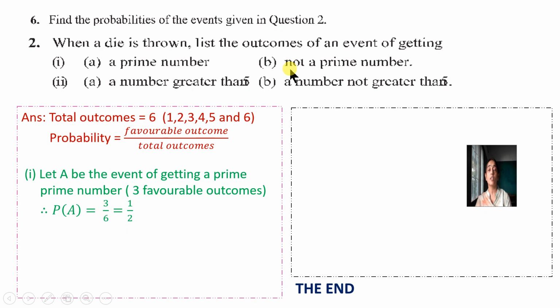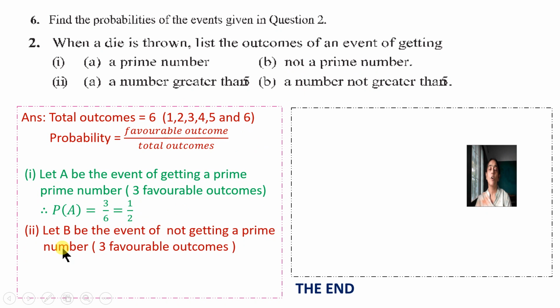The next one is you have to name an event of not getting a prime number. So let B be the event of not getting a prime number. So which are not prime numbers? 3 are prime numbers. So naturally 3 are non-prime numbers. So 3 favorable outcomes. So therefore P of B is equal to 3 upon 6, which is again equal to 1 upon 2.